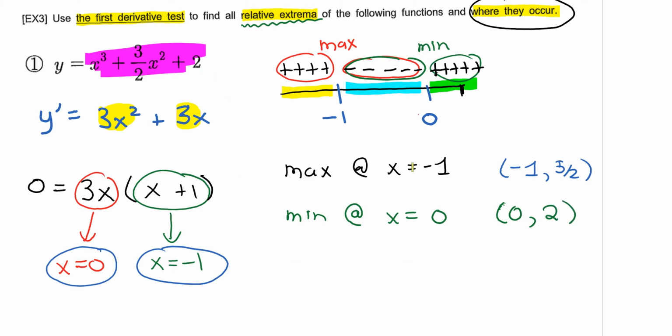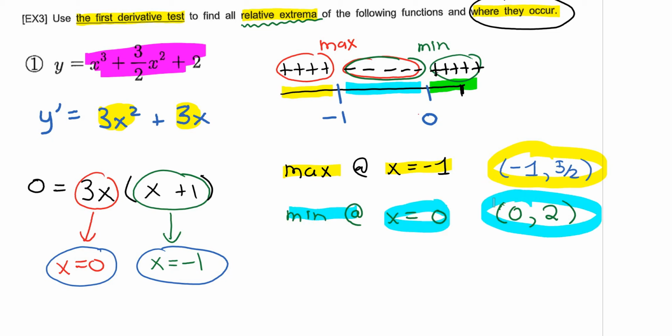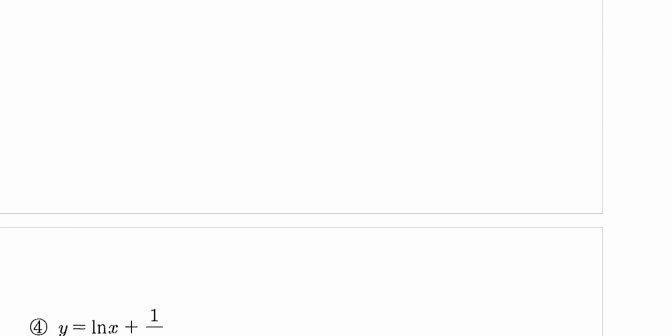So you would state that there's a maximum at x equals -1, and the coordinate is (-1, 5/2). And then I also have a minimum at x equals 0, and the actual point is (0, 2). And that would finish off that problem. Okay, let's move on to the next one here, question number 4.